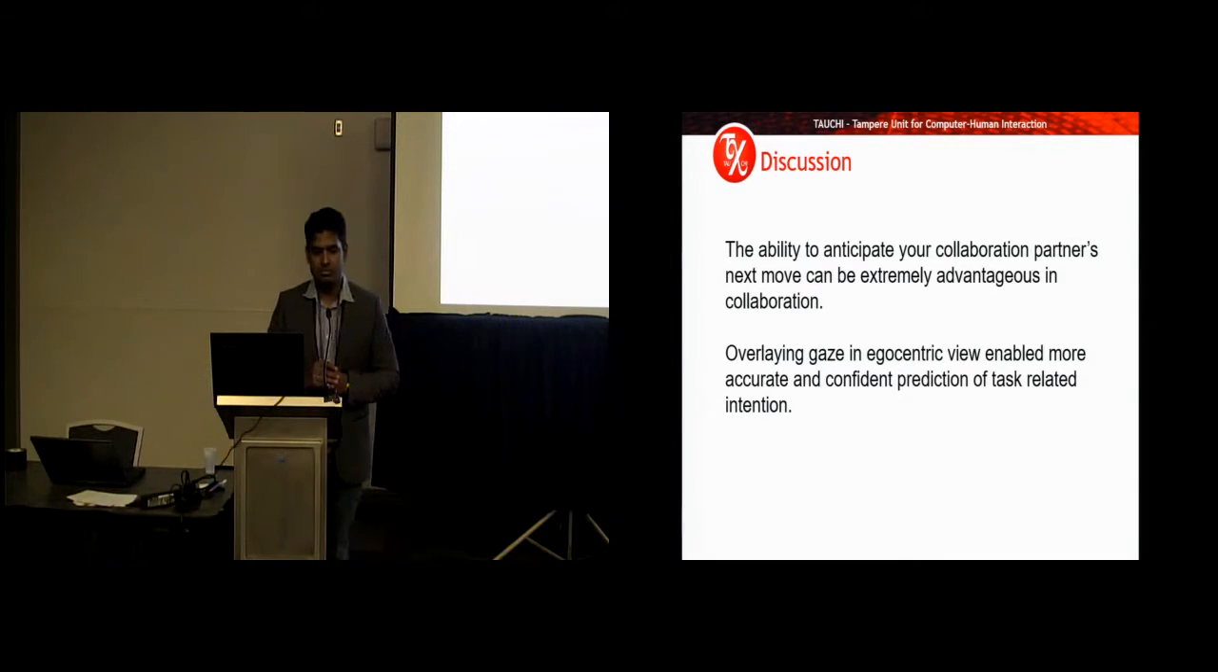Okay, so the ability to anticipate your collaboration partner's next move can be extremely advantageous in a collaboration setting. So it could make the collaboration more proactive, so you could convey more information even before there is a need for it. And it could also improve the subjective experience in the collaboration by being in control, by knowing what your partner would do next. And our results suggest that overlaying gaze information in the egocentric view could potentially give that benefit.